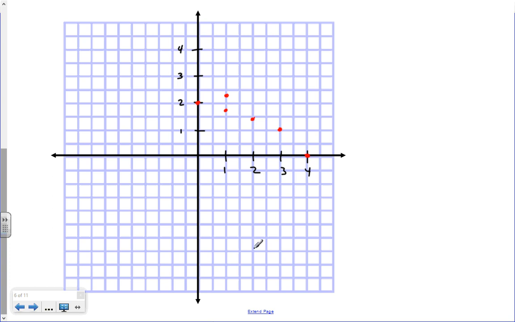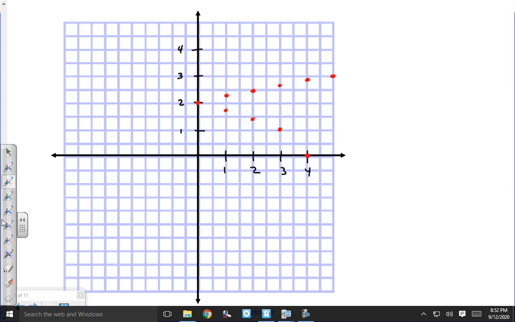When x is 2, we get 2.4, so that's going to be about right here. And when x is 3, we get 2.6, so it's just above here. And when x is 4, we get 2.8. And finally, when x is 5, we get 3. I didn't mark this 5 out here, I'll put that on here. So this is at 5.